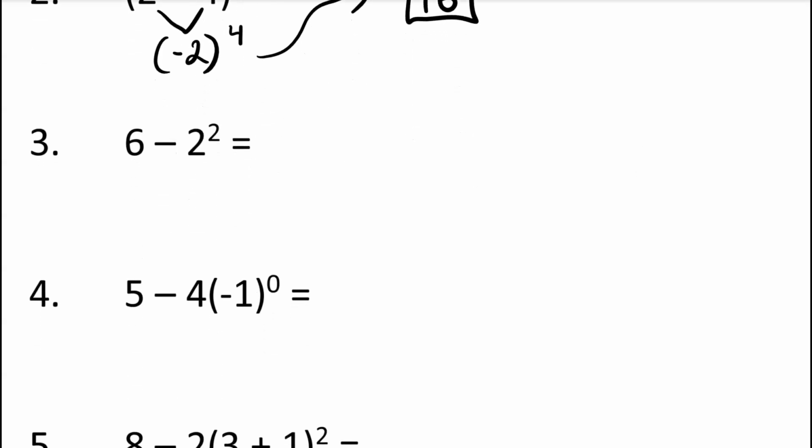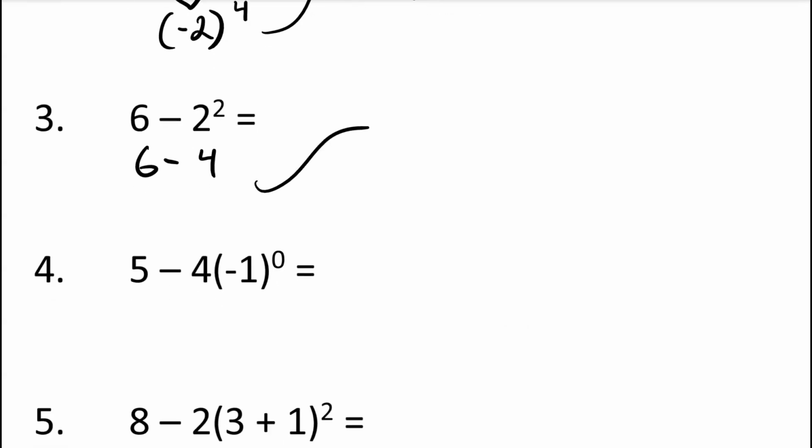For question 3 here, we have 6 subtract 2 squared. Now there's no brackets or parentheses here. So what we're first going to look at is our exponents. So 6 is not going to be addressed right now. We're going to look at 2 squared. Well, 2 squared gets us 4. Now we're left with 6 subtract 4, which will result in our final answer of 2.